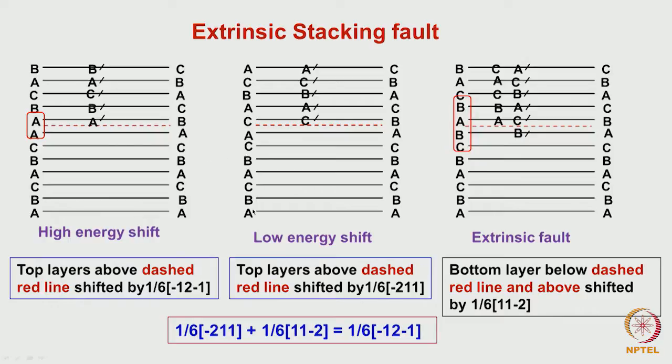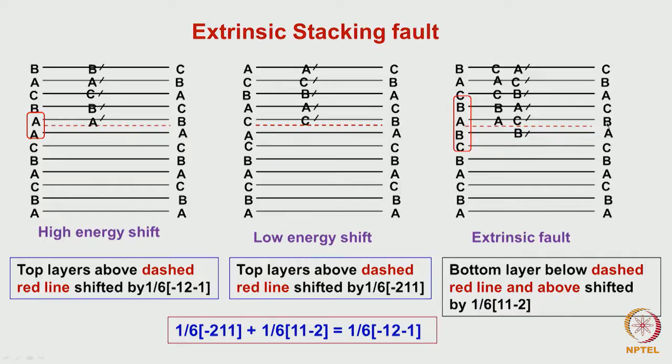So instead, what we can do, what we did in the last case also, that is in the previous slide also, as I explained, the B atom that is above this layer is shifted to C position. So this is how the stacking sequence has become CA, CA. It creates only an intrinsic stacking fault.